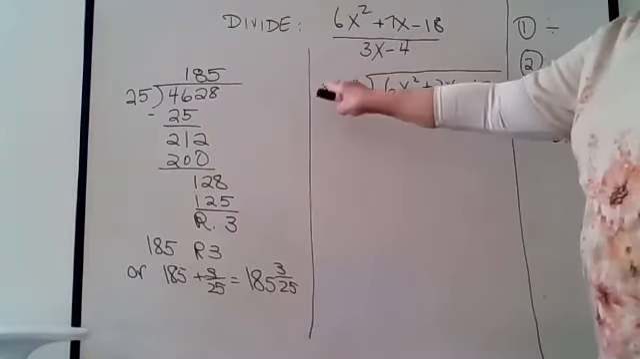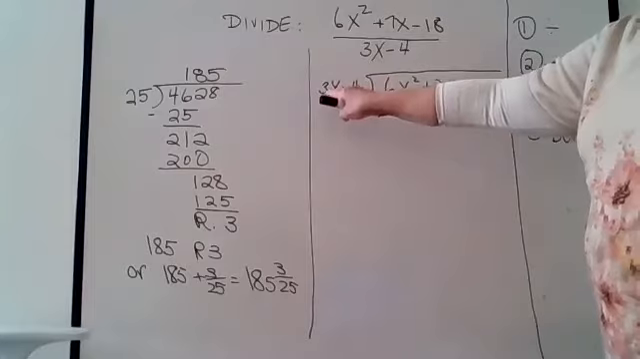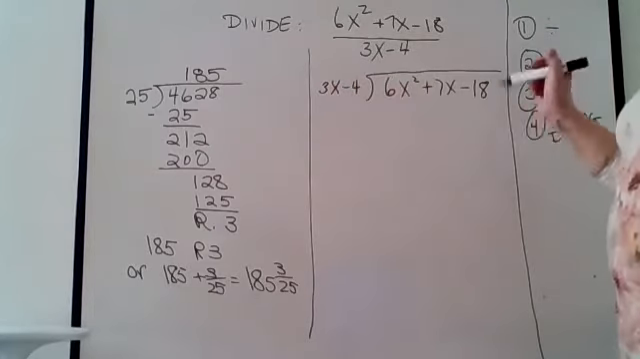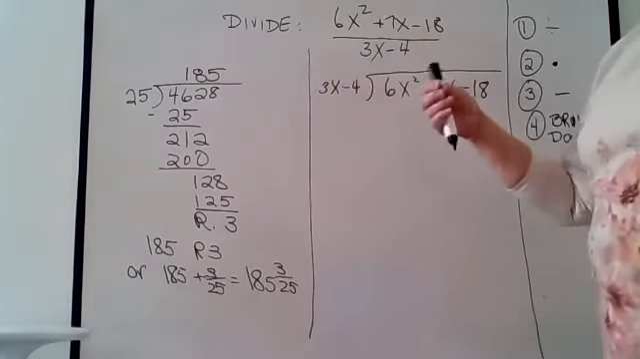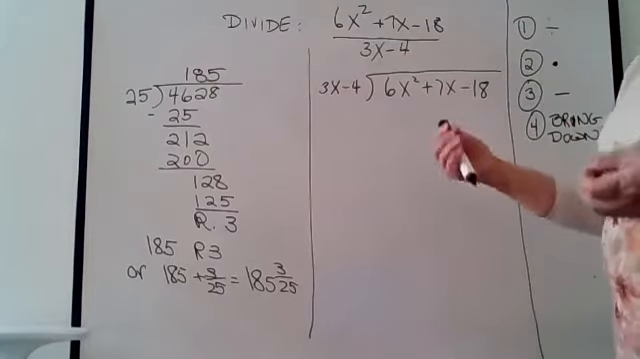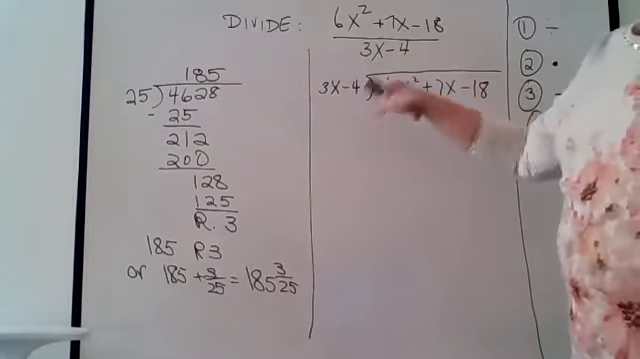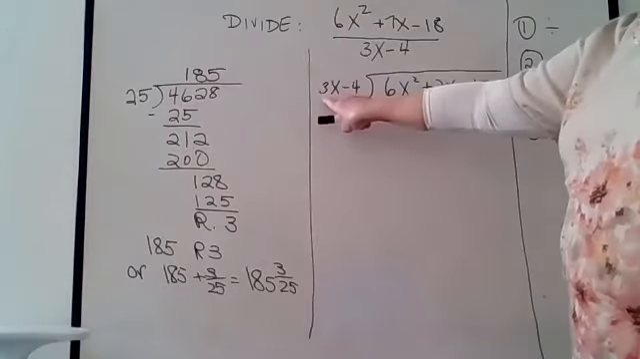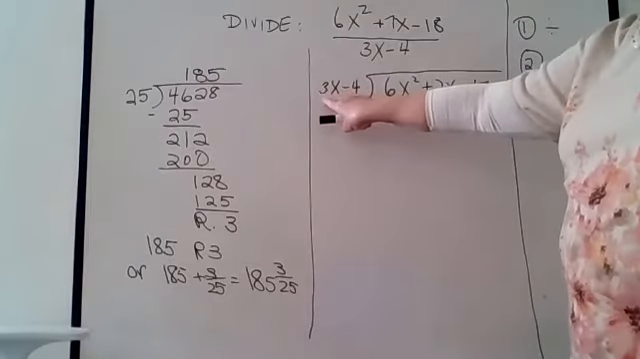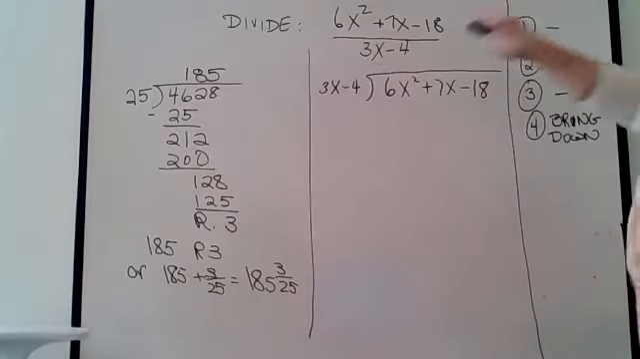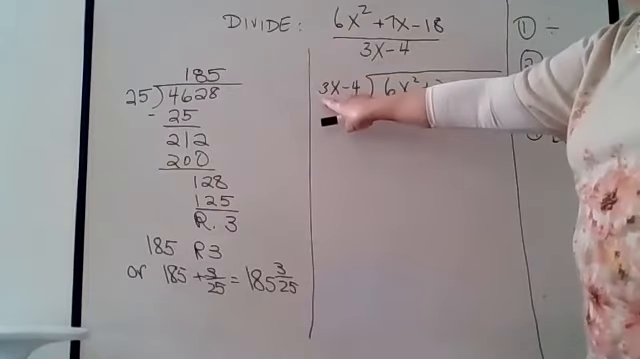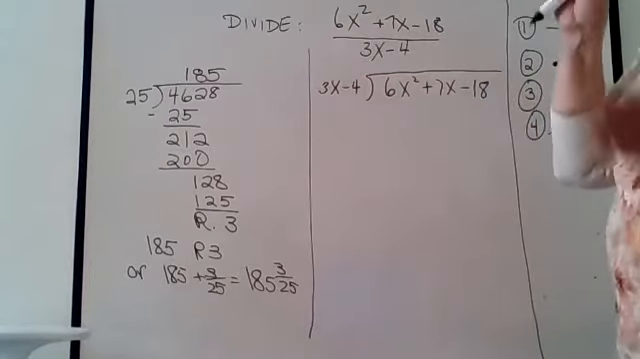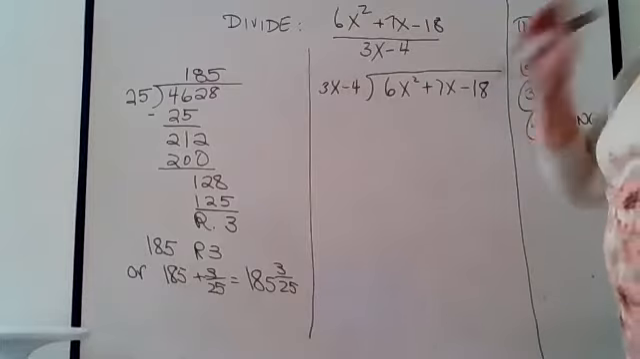And what we're going to do is take this 3x minus 4 and divide it into here. Now, it's very hard to divide by 3x minus 4. So instead of that, I'll make my life a little easier. I'll just do the division by the first term, the 3x. So step number 1, divide by that first term, 3x into 6x squared. First term into first term.